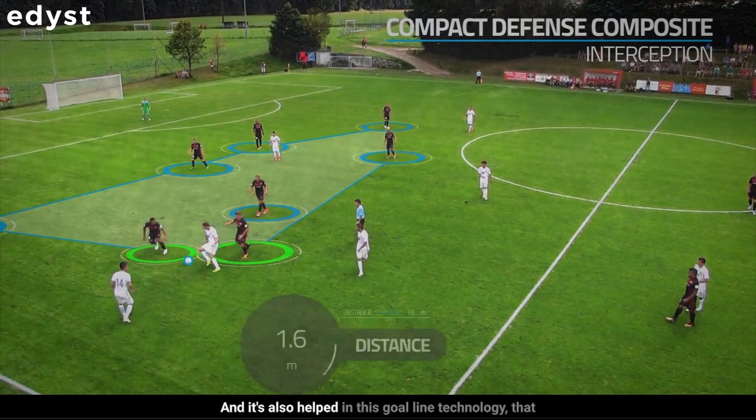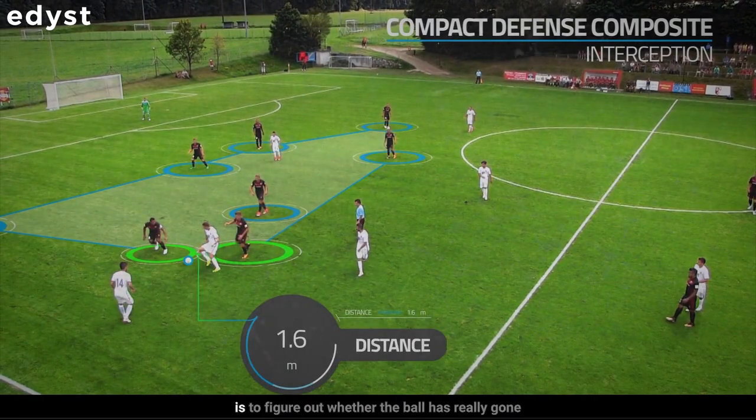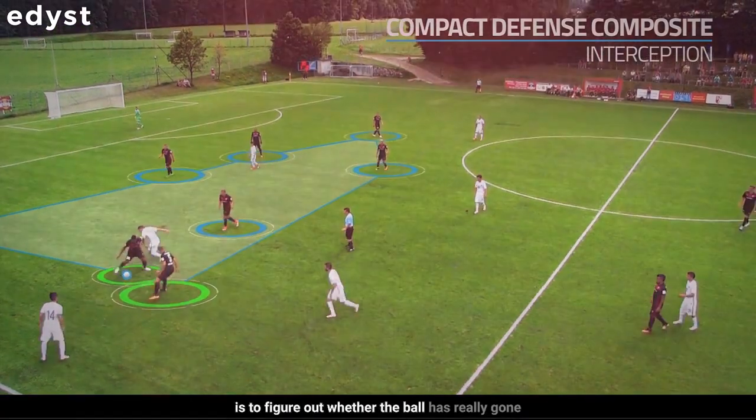And it's also helped in this goal line technology, that is to figure out whether the ball has really gone outside or whether it's inside, or whether it's crossed the line of the goal or not. So it's again improved the goal line technology as well.